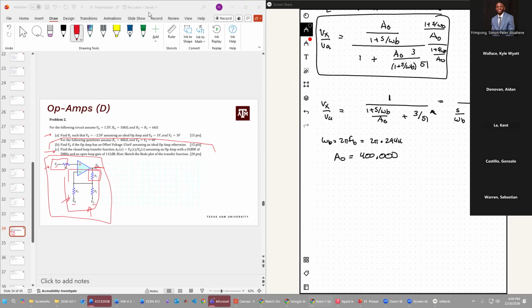You're gonna get this 1 plus A over 0. This is gonna be super tiny, plus this 3 over 51 term right here. That should give you, I think this is this, right? Yeah.